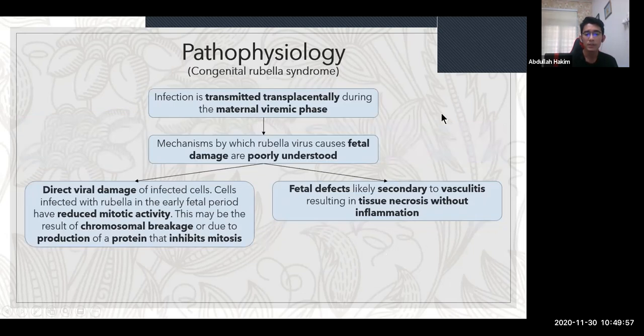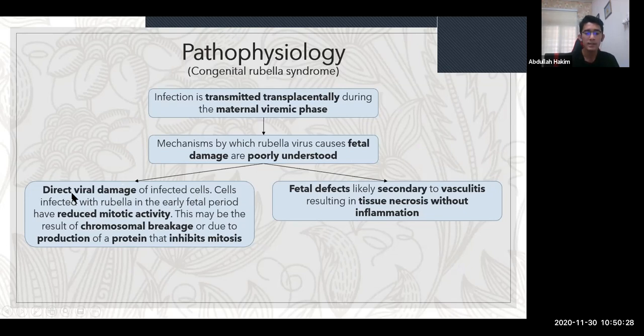So for congenital rubella, the infection will be transmitted transplacentally during the maternal viremic phase. So when the mother is infected, during that time there will be transplacental transmission. So there'll be fetal damage, but the mechanism of which the rubella virus caused fetal damage are poorly understood. But there has been two theory.